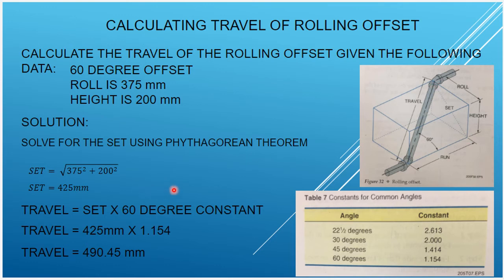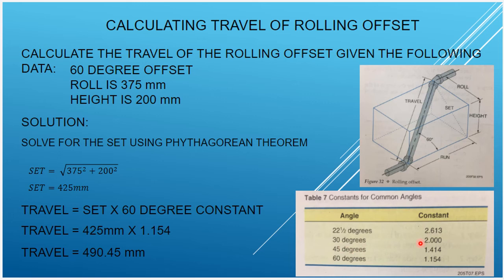This is set. Now second, we will calculate travel, from this center to this center. For calculating travel, the formula is travel equals set into constant. We multiply by the constant for the angle, which is given in the chart. For 22 and a half degree, 2.613 is the constant value.